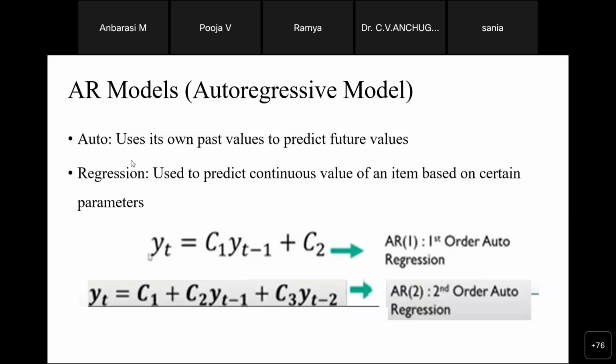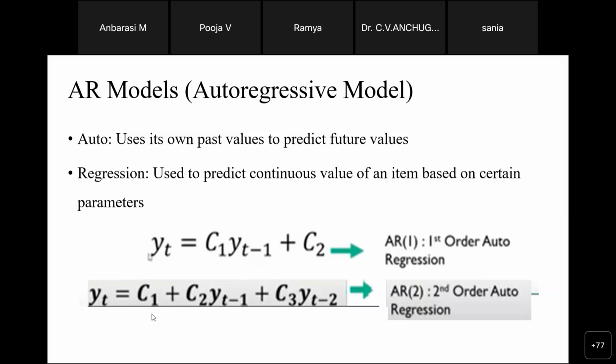So here, the autoregressive technique means we are going to predict the future values based on the past. Here y can be anything, for example the stock price. You can write it as a constant value, plus a constant multiplied with the previous time period. This is what we call a first order autoregression.